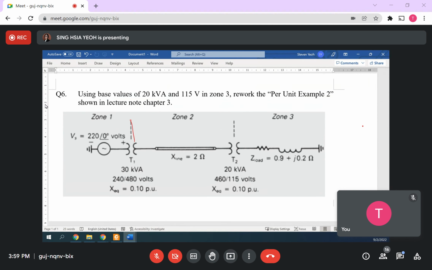At the transformer place, you put a line like this. Then 115 volt in zone 3 means 115 volt will start from here. Okay. Then what will be the voltage here, zone 2? What will be the voltage in zone 2? Should I call some name? John, what will be the voltage here in zone 2?